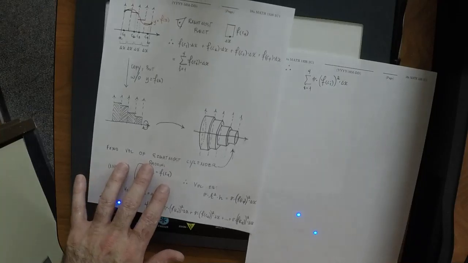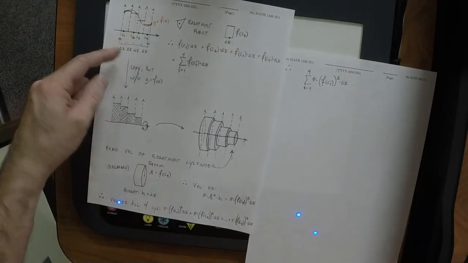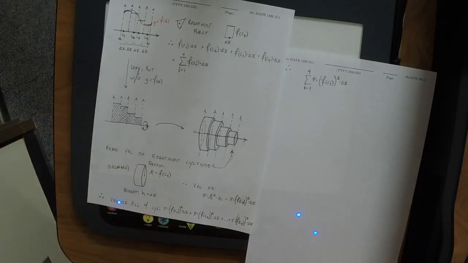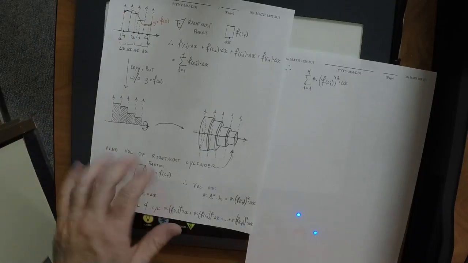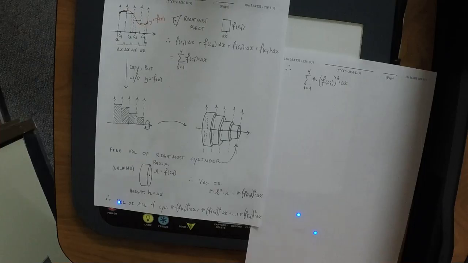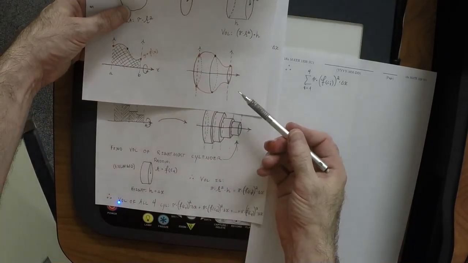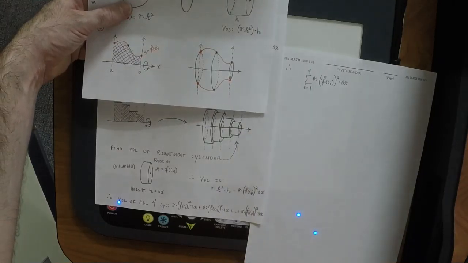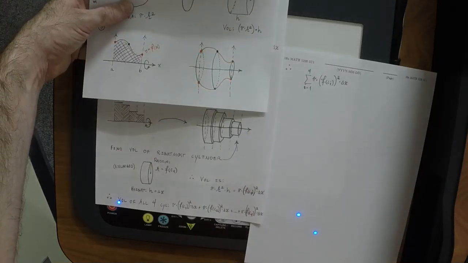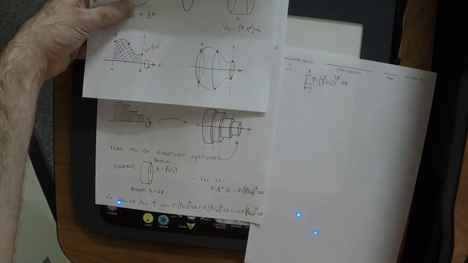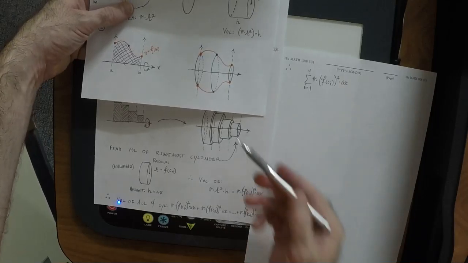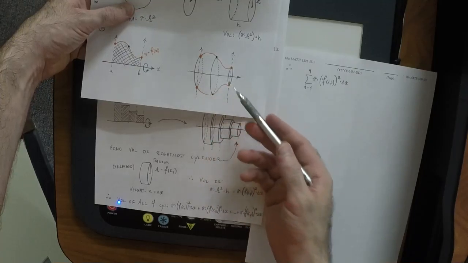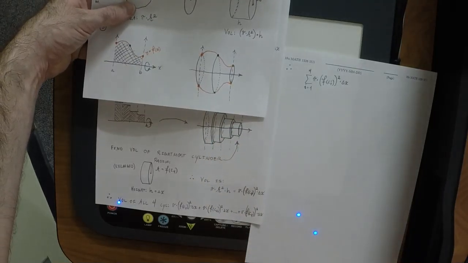So here's a point not to be lost: when trying to find the area of a shape, what the integral is doing is cutting it into rectangles. Now, for these kinds of shapes, we're not cutting these volumes into rectangles. What are we cutting them into? Cylinders. Right? So the way we're analyzing this shape is by cutting it into infinitely many infinitesimal cylinders.